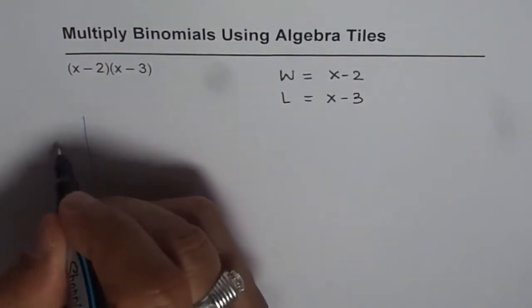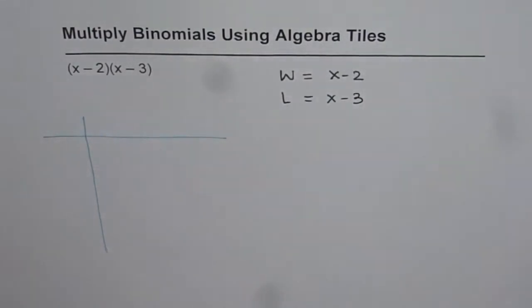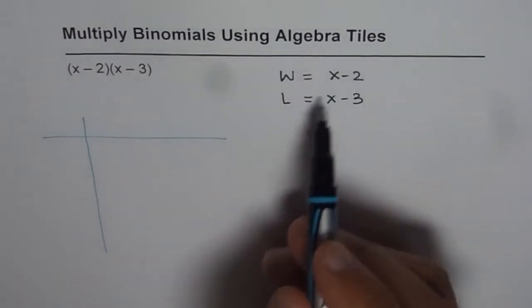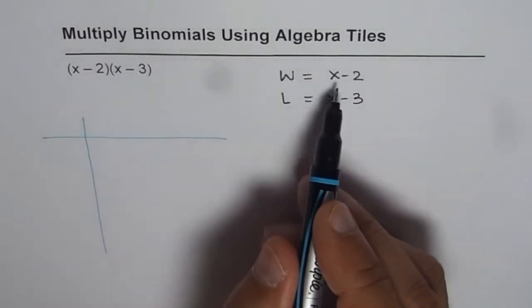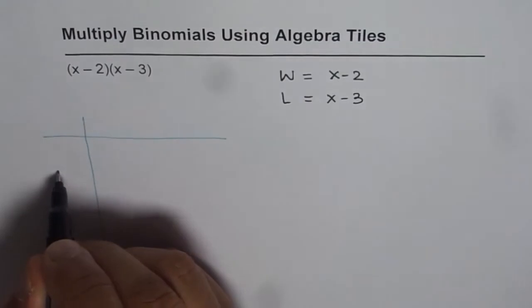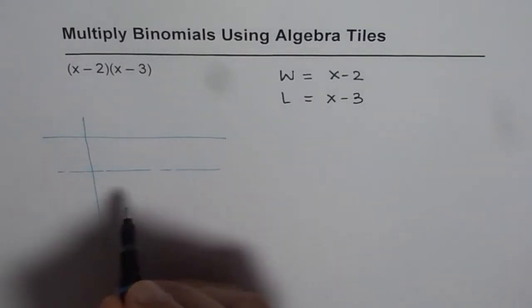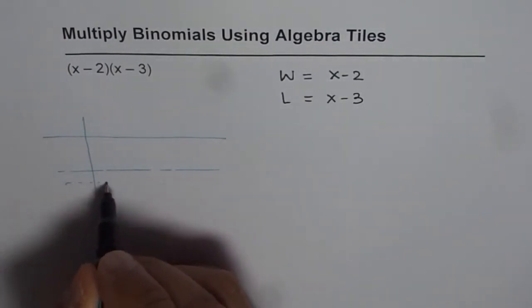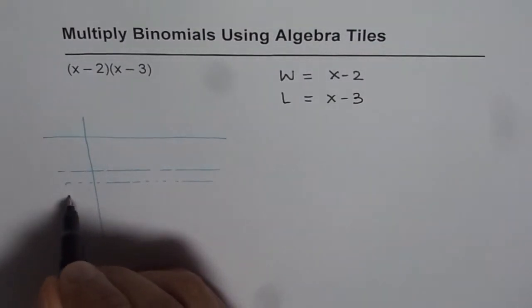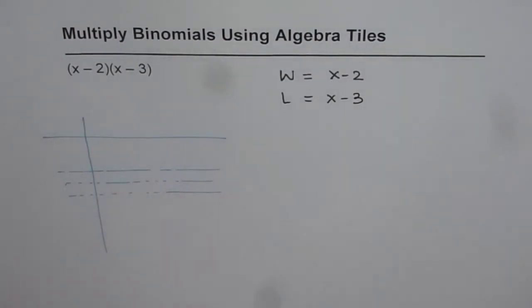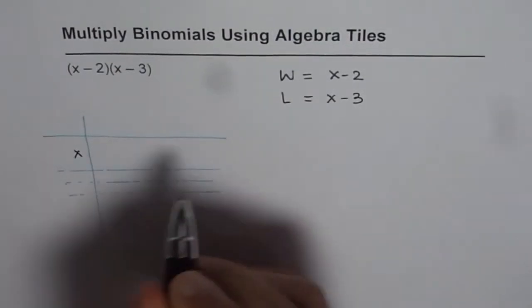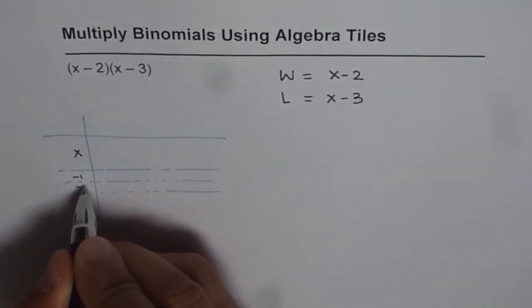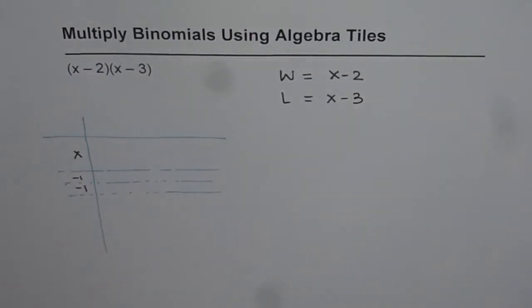Let us say this is our product mat. On the product mat, let us mark width and length with the help of our algebra tiles. Width is x minus 2. So that is my x marking, and then 2 markings for minus 2. So these are ones, and we'll write down here x, minus 1 and minus 1. Now for minus, we are going to use red color.